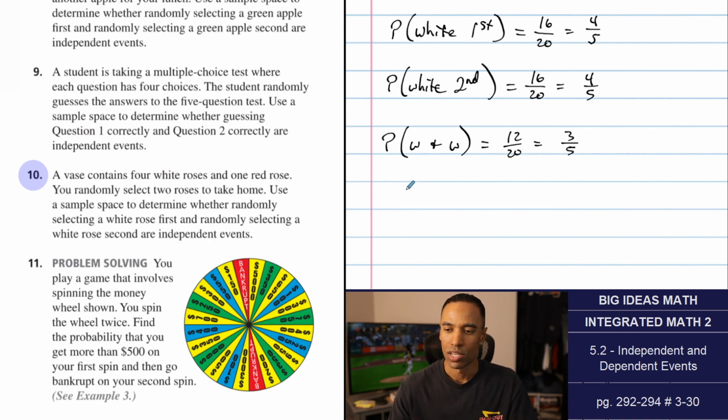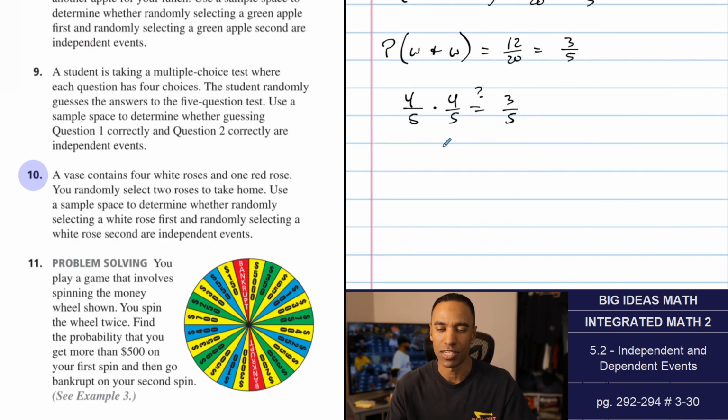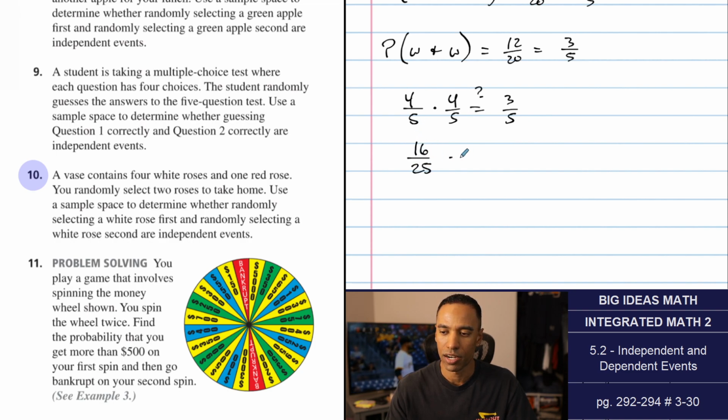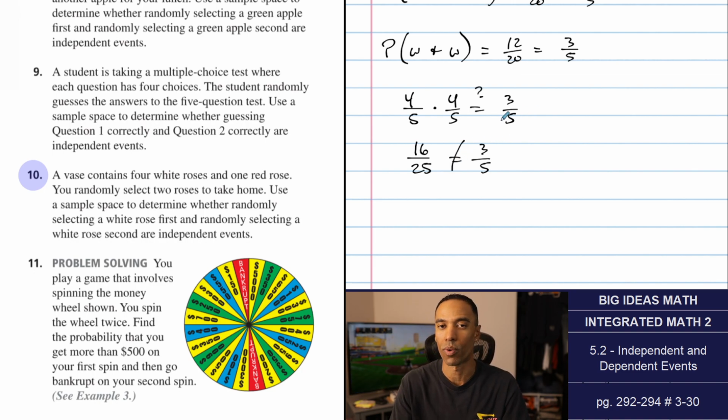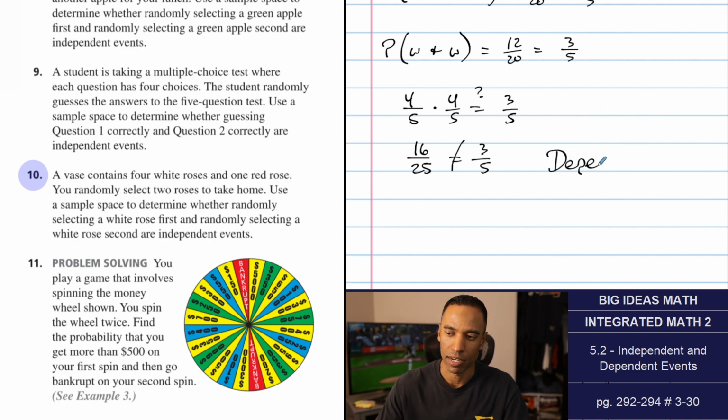Now the question is, does 4/5 times 4/5 equal 3/5? Because if it does, then they're independent. If it doesn't, they are dependent. So that's 16/25 here, and here's 3/5. 16/25 does not reduce, so it's not the same as 3/5. It's very close. 3/5 is 15/25. But it's not the same, so therefore they are dependent or not independent. And we didn't expect them to be.